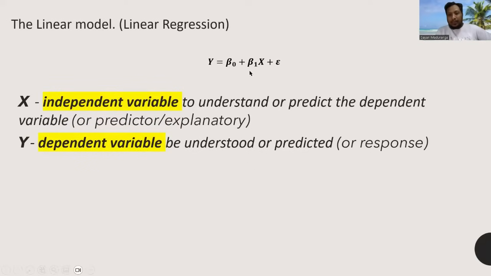So this is the equation as I told you: y equals beta naught plus beta 1 x plus epsilon, that is the error. This term defines the error term, right? X is the independent term, y is the dependent term. The independent term explains the dependent term. So that is what the regression line does.